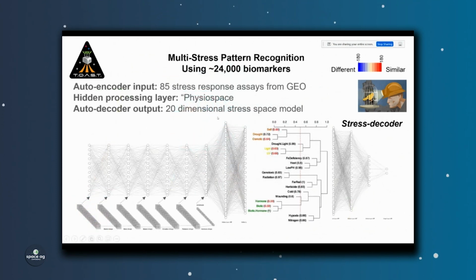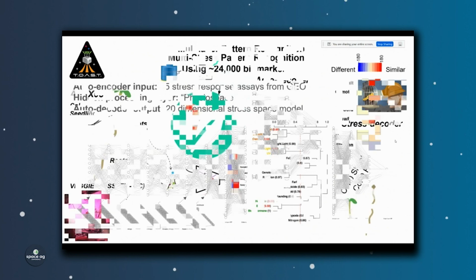So essentially, this multi-stress pattern recognition system takes 85 different transcriptional studies from the GEO repository and creates a multi-pattern recognition system that can recognize different types of stress, be it drought, light, heat stress, all the different kinds of major groups that can be decoded by analyzing their transcriptome, the plant transcriptome, through this software.